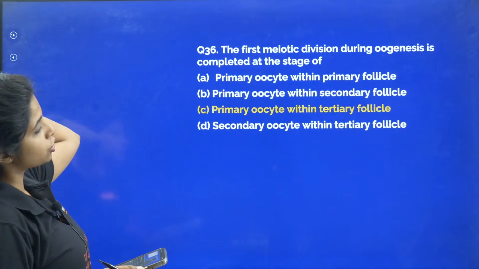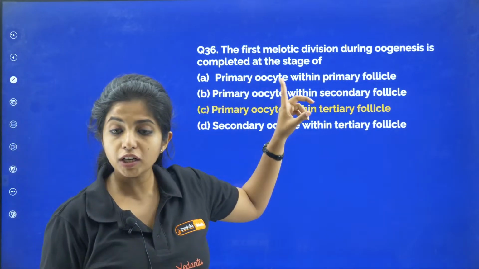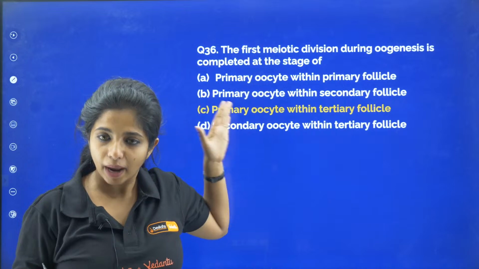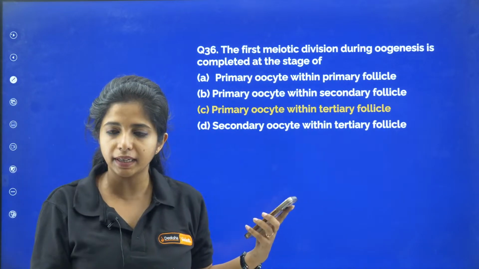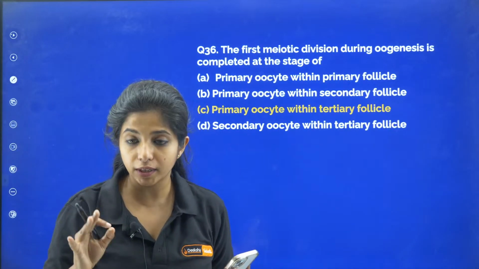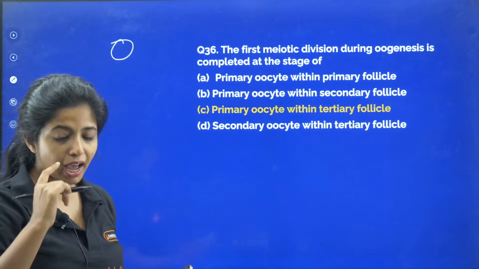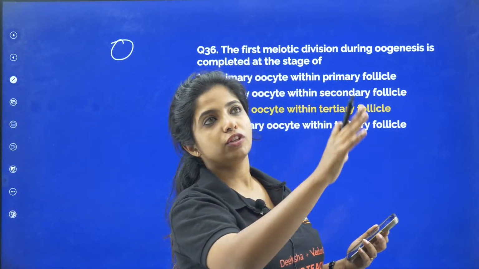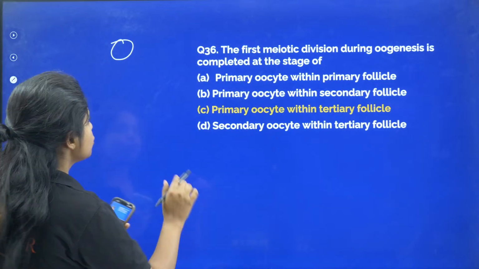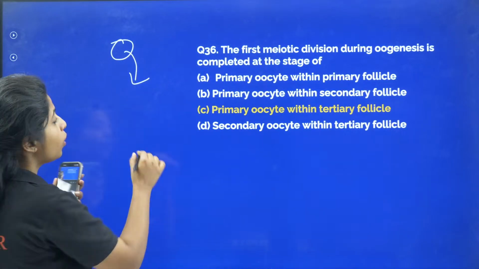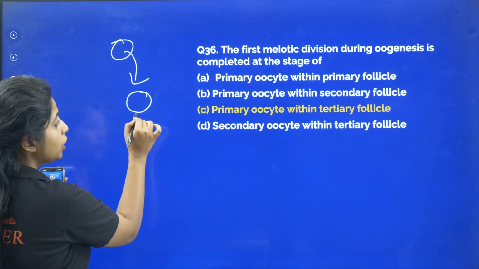Okay, the first meiotic division during oogenesis is completed at the stage of? First meiotic division gets completed at the stage of primary oocyte. They divide into secondary oocyte, my dear children, within what? The tertiary follicle. Listen to me, I'm going to talk about oogenesis over here. Similarly, oogonia are formed in the embryonic stage only. And this oogonia, basically one of them, differentiates into what? Primary oocyte.